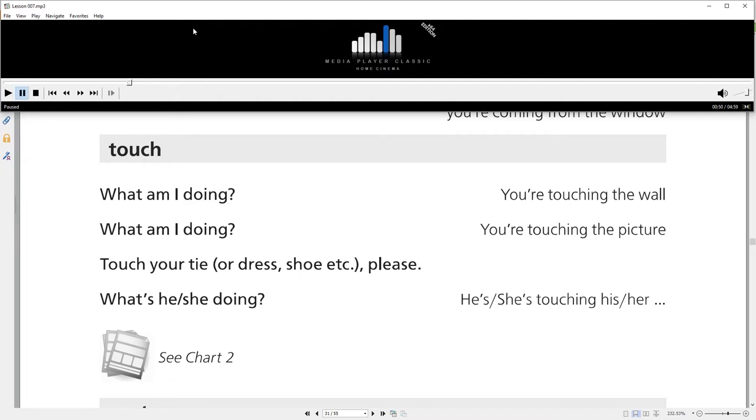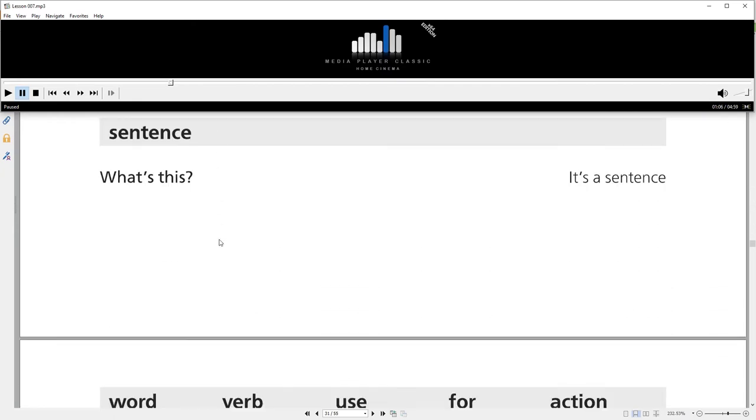Touch. What am I doing? You're touching the wall. What am I doing? You're touching the picture. Touch your tie. Please. What's he doing? He's touching his tie.